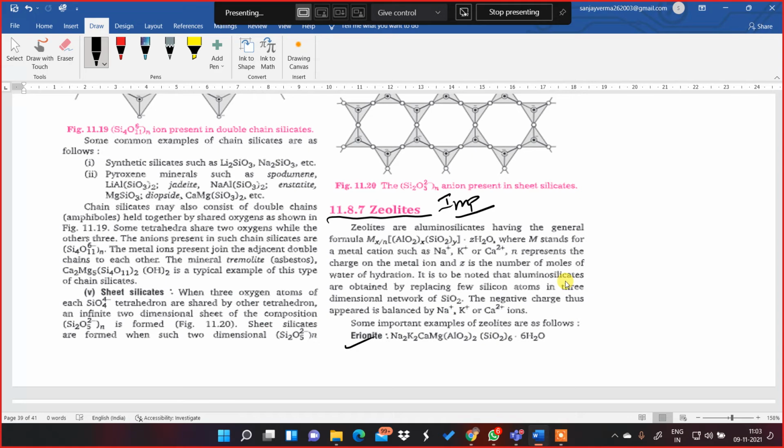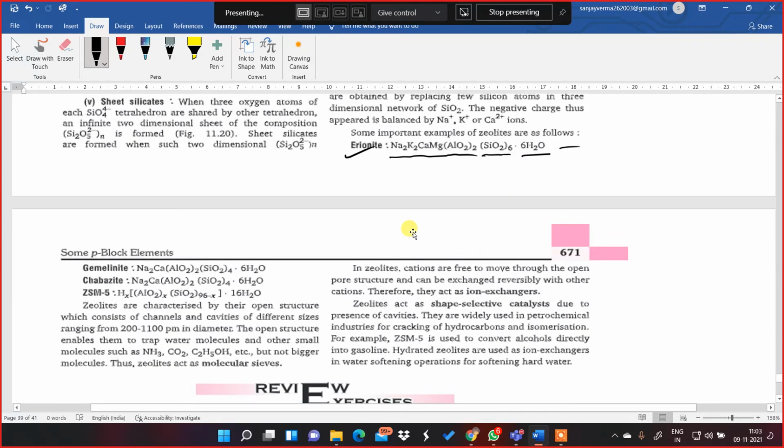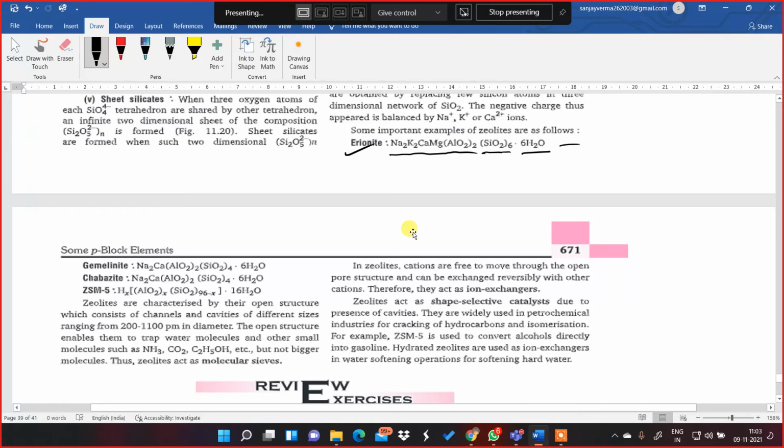Erionite, like you can see: sodium, potassium, calcium, magnesium, AlO2, SiO2, 6 and 6s2. First example of a zeolite. Formula they have told to remember. And next one is gamelanite. Formula they have told to learn. Then there is sabazite and ZSM5. This one you can leave out.